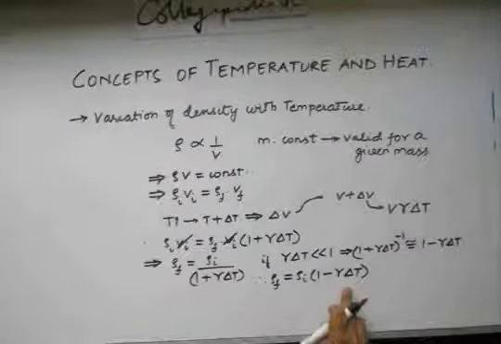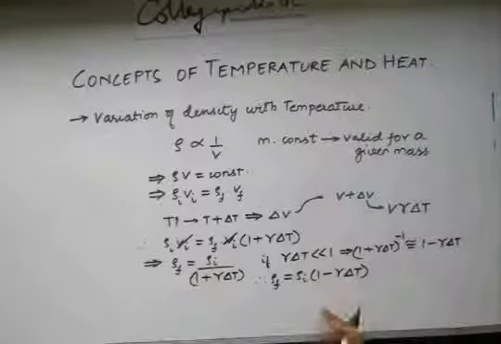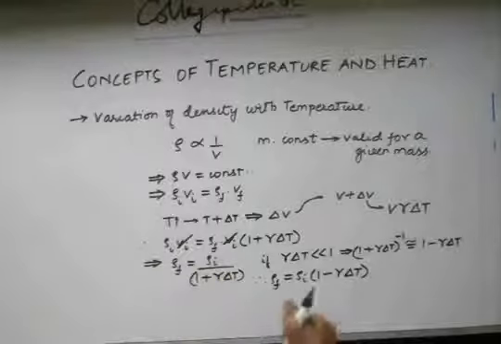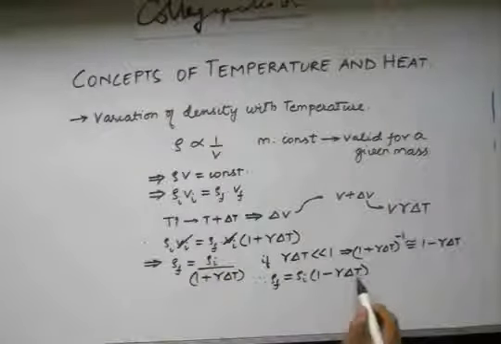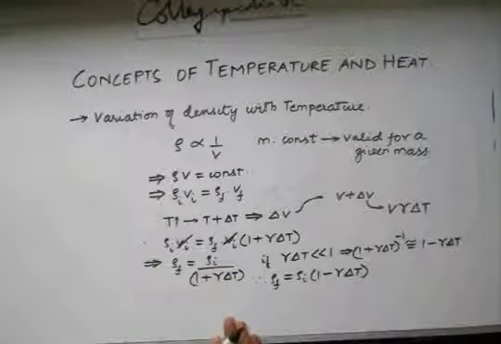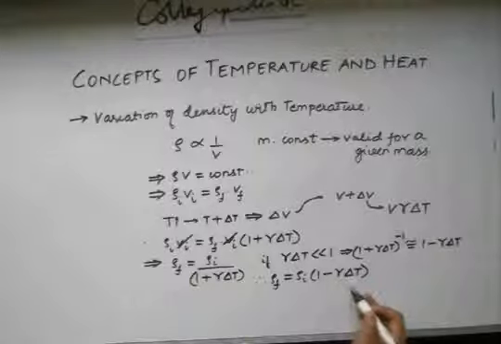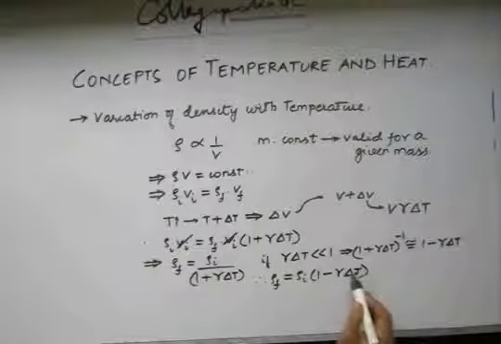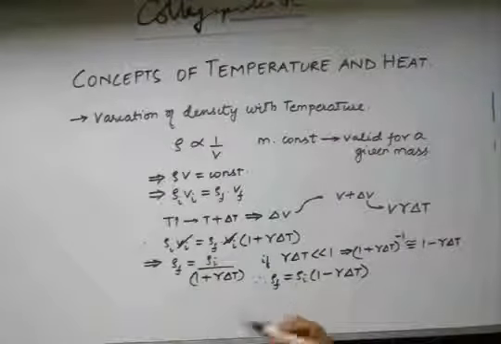This shows that our initial intuition of density decreasing with temperature is true. So if this delta T is positive, that means the temperature is increasing, the density will be decreasing. Similarly, if we have a decrease in the temperature, that is delta T is negative, this entire expression becomes positive, and thus we will have an increase in the rho of the material.